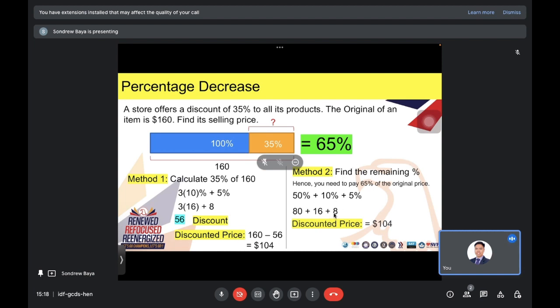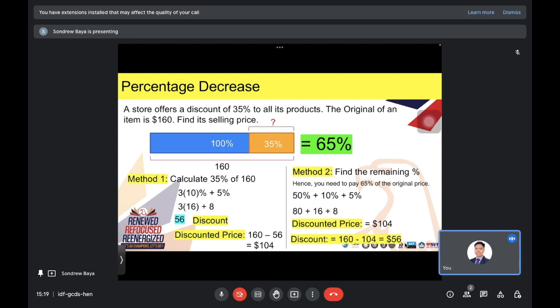So if you wanted to know the amount of discount, you could still find it by subtracting 104 from 160, meaning how much was taken away from the original price. That's the price that you did not pay at all. So that would be 160 minus 104, which is 56. So 56 is the discount, meaning the price that was taken away from the original, the part you did not pay anymore. We call this the discount. All right, so that's method 1 and method 2.